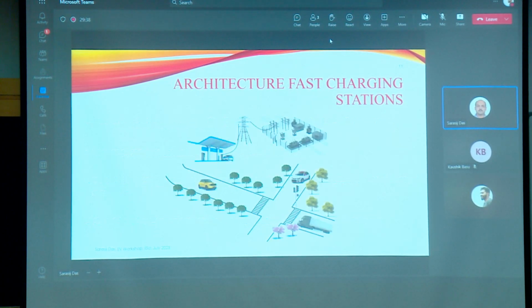This is just a conceptual picture to tell you how these fast charging stations will be connected. From the substation, mostly a medium voltage line you will take out, and then you will bring it to the fast charging stations. And usually they will be on the routes of your long distance trips.